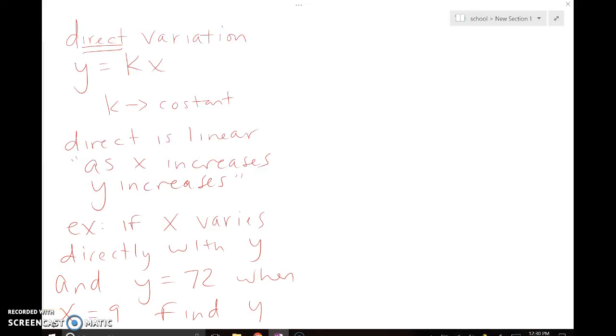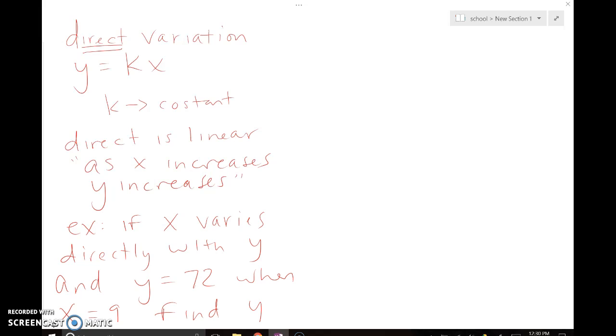Okay, this is a lesson on 2.3.1, direct and indirect variation. First I want to talk about direct variation before I talk about indirect variation, which will ultimately be the star of the show for this lesson.